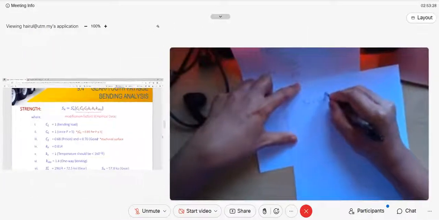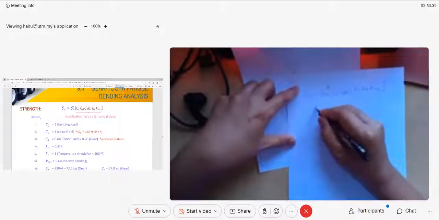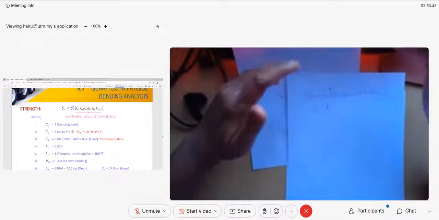Your Sn prime times your CL, CG, surface factor, KR, KT, KMS. Okay, CL, what about load? Bending load is always 1. Bending load is always 1 for CL.